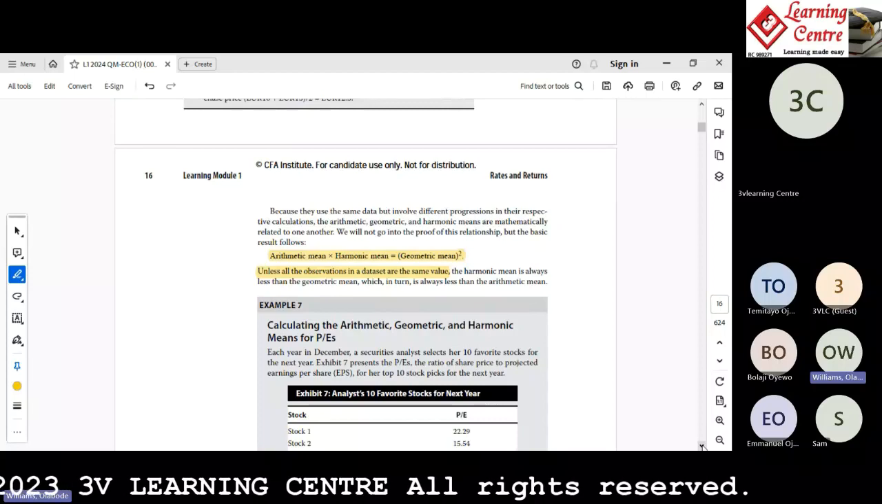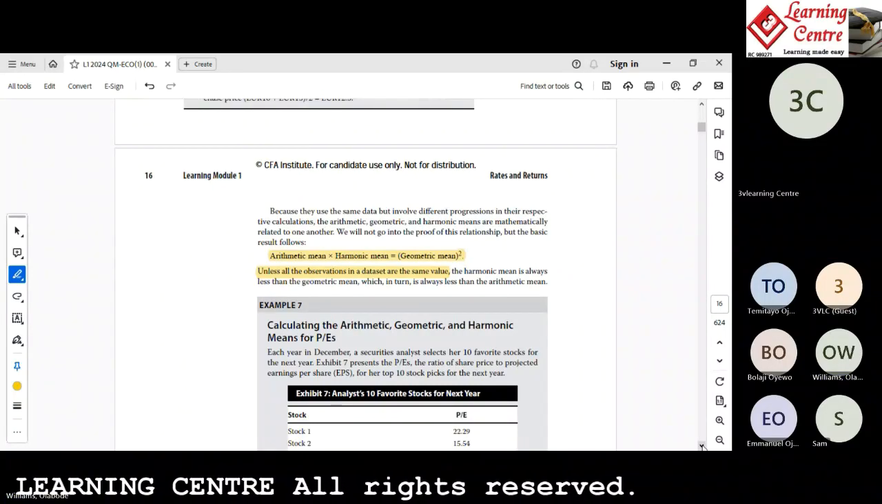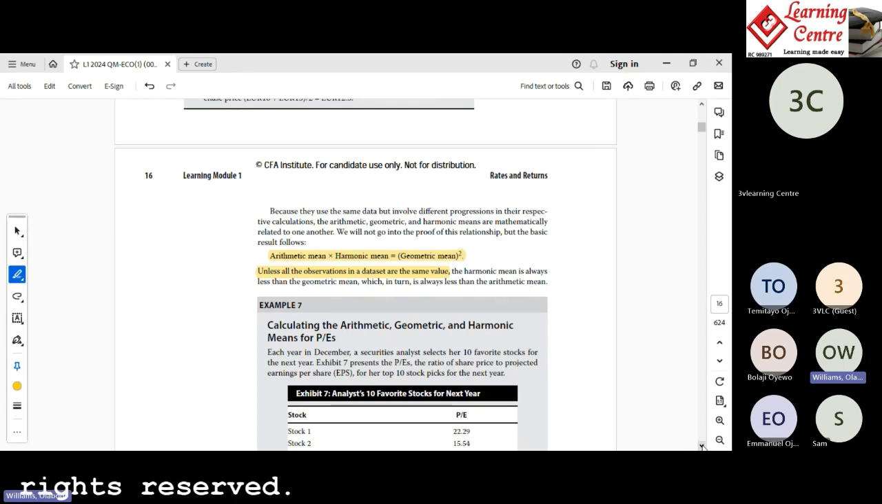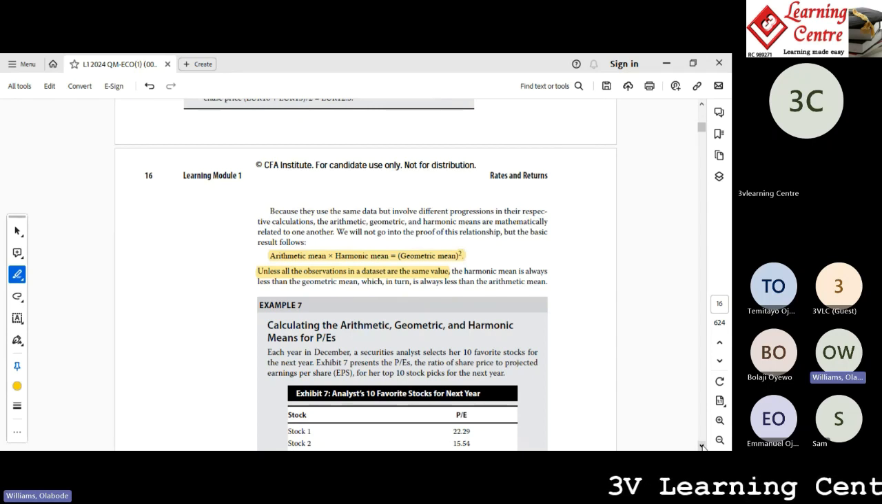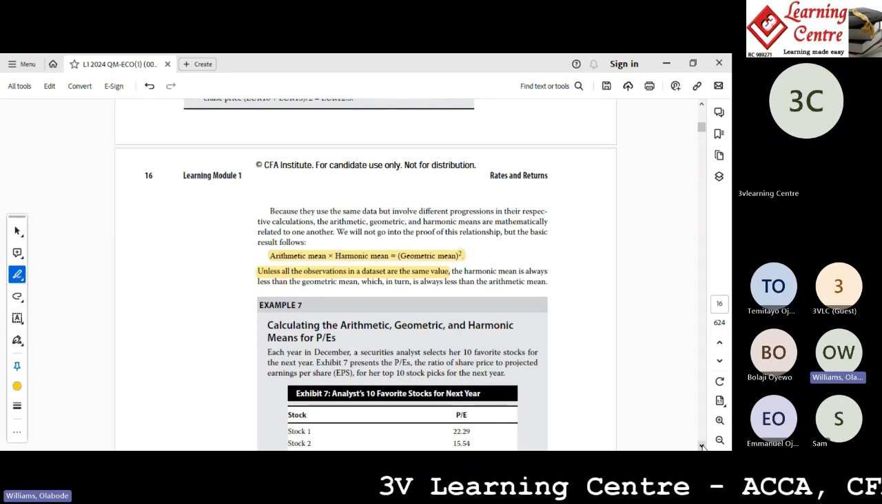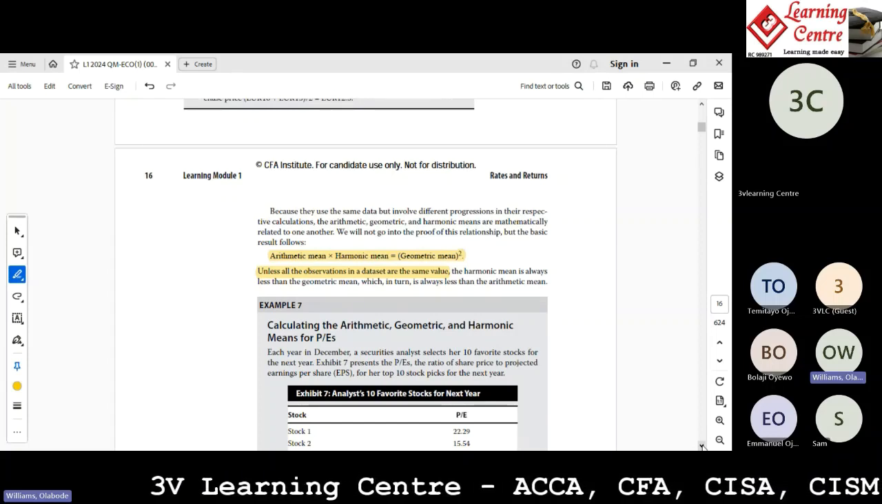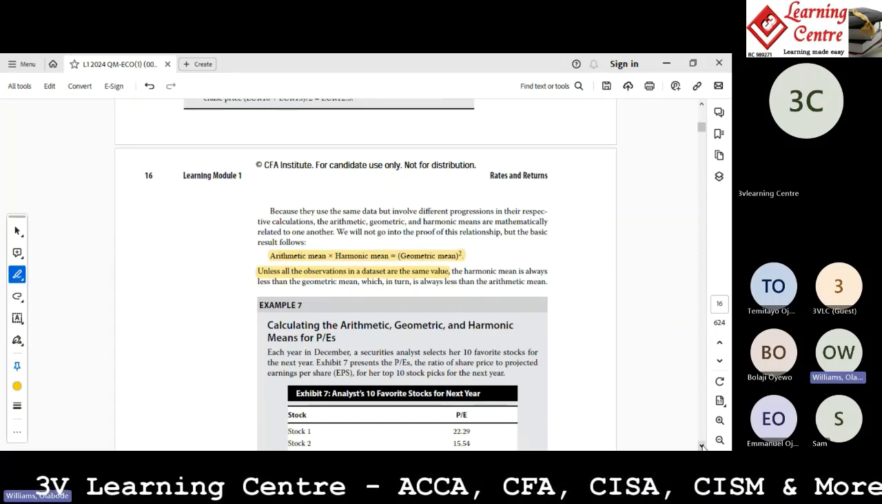And then unless all the observations in the data set are the same, your harmonic mean is always less than your geometric mean. And your geometric mean, as we have learned in the last class, is always lower than your arithmetic mean. So your arithmetic mean is the highest, followed by your geometric mean, and then followed by your harmonic mean. Now, the only condition, like we mentioned at the beginning of the class, where your geometric mean equals your arithmetic mean is if all the data in the data set are the same. And if you have that scenario, it will also be equal to your harmonic mean.